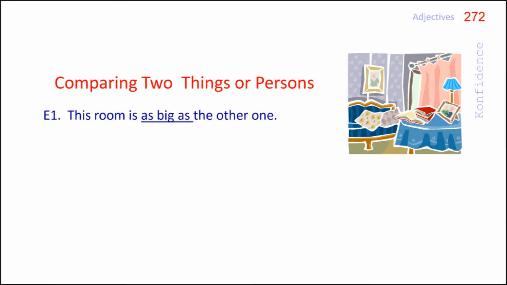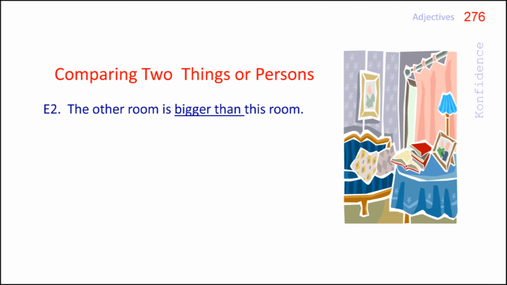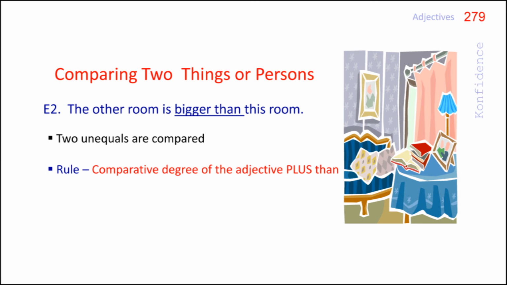Look at the first example. Here, this room and the other room have equal size. As plus positive degree of adjectives, plus as is used in comparison of equals. In the second example, two unequals are compared. Here the rule is comparative degree of the adjective plus than. See bigger than in the second sentence.